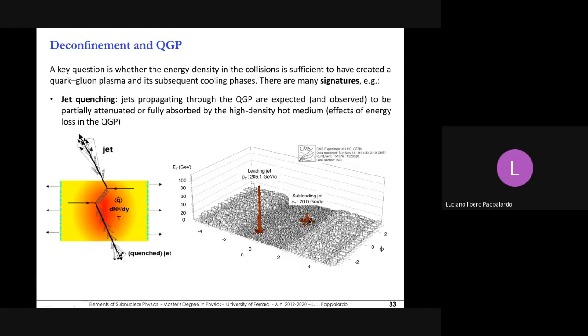There are clearly several other signatures for the quark-gluon plasma, like elliptic flow and others, which we will not discuss here. They are too complicated and technical for this course. So let's now conclude. What are the observations of the quark-gluon plasma, how does it look?